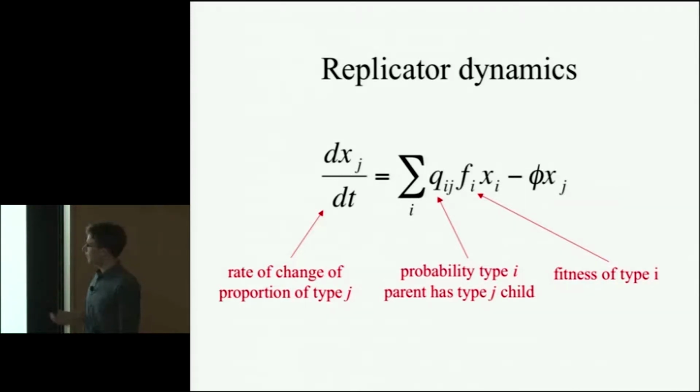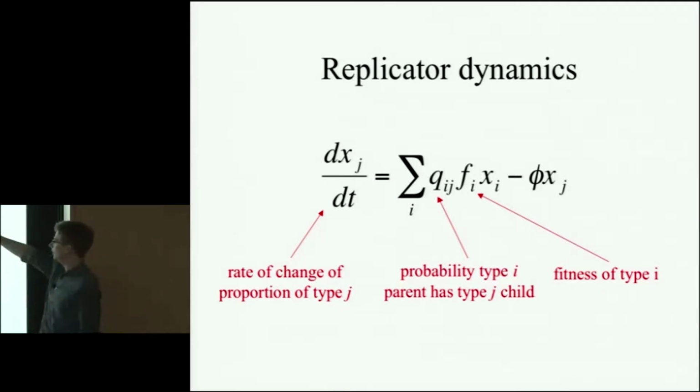all of the possible types in the population, taking the proportion of that type xi, multiplying it by the fitness of that type to get an estimate of how many offspring that type is going to have, and then looking at the probability that each of those offspring mutates into the type that we're interested in. And that's what's going to give us the proportion of the population at the next moment in time.